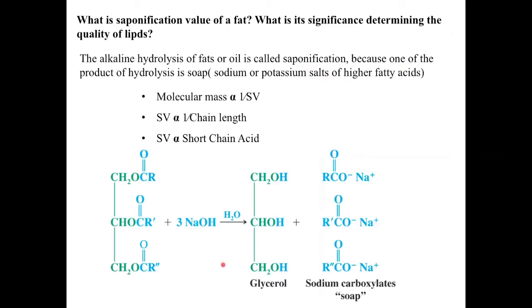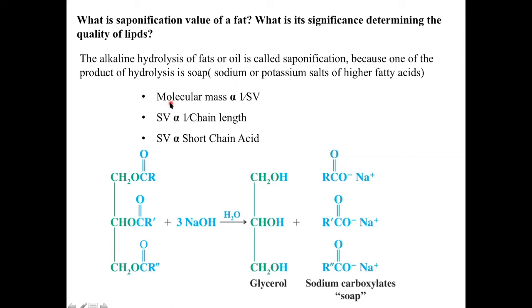So what is the saponification value of a fat? What is the significance in determining the quality of lipid? The alkaline hydrolysis of fats or oil is called saponification, because one of the products of hydrolysis is soap, the sodium or potassium salt of higher fatty acids. Here it is the triglyceride. When it reacts with sodium hydroxide, it gives glycerol and the soap. So how much soap has been produced is the saponification value.